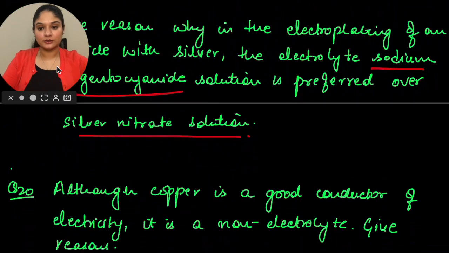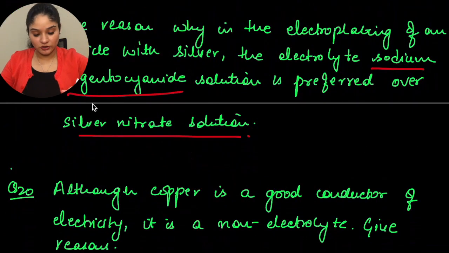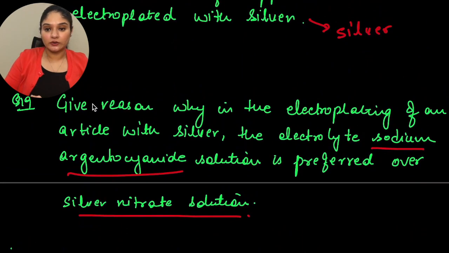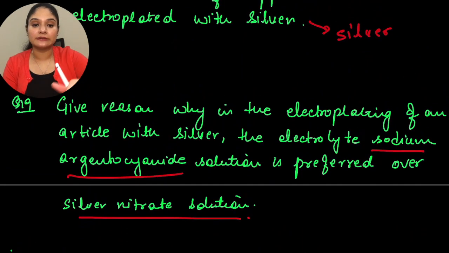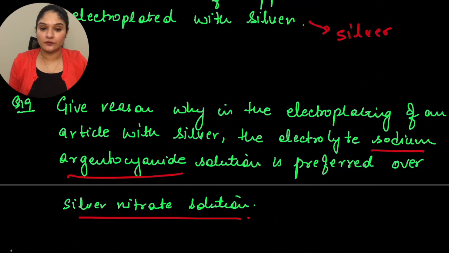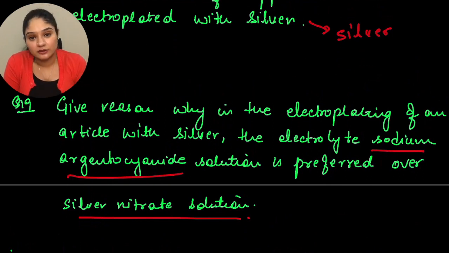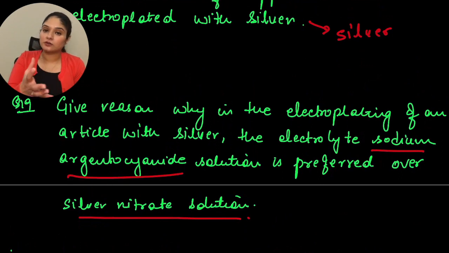Alright students, let's start from question number 19. So we were on this question. It says, give reason why in the electroplating of an article with silver, the electrolyte sodium argentocyanide solution is preferred over silver nitrate solution. The answer for this is that silver nitrate solution dissociates very fast.